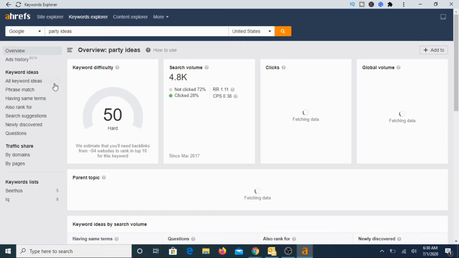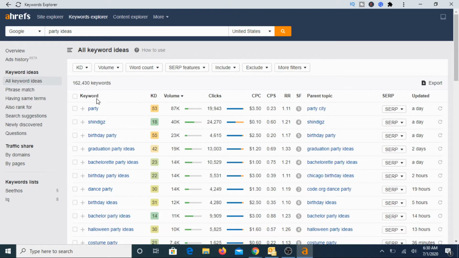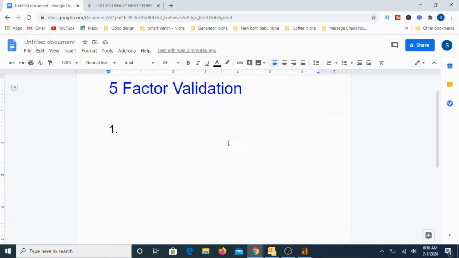Let's look into the details. Let's explore and then look for all the keyword ideas. So straight away you are able to see nearly 160k plus keywords associated with this particular keyword. So let's do our typical 5-factor validation. The first factor we consider is difficulty, or competition. So let's look at that.